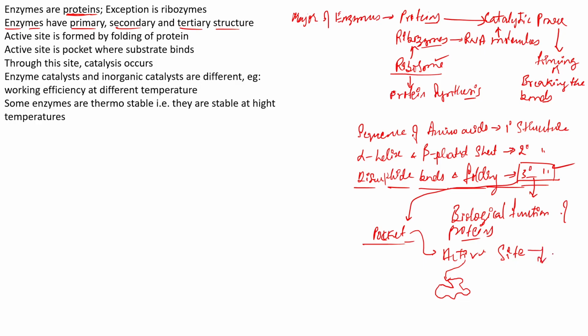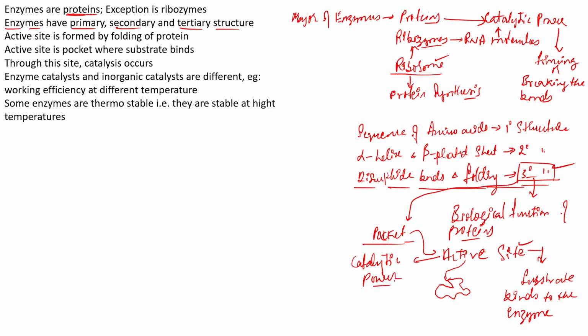Active site is the site where the substrate binds to the enzyme. So it is mainly the region present in the enzyme where the substrate can bind into, and that part is referred as the active site. And active site is mainly having the catalytic power.